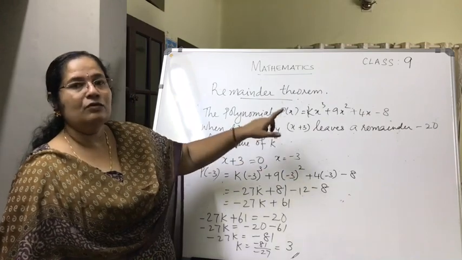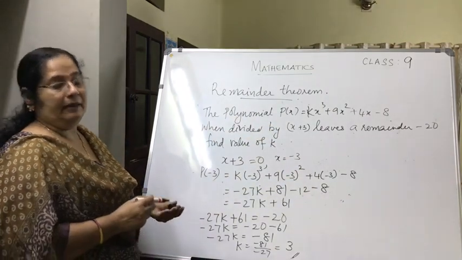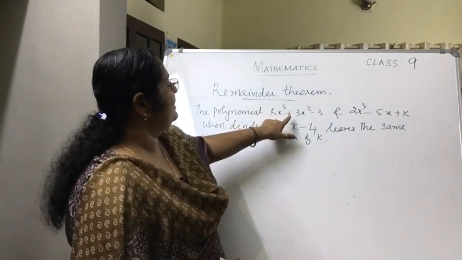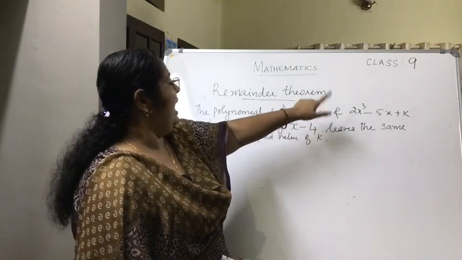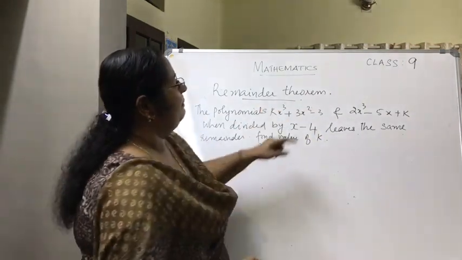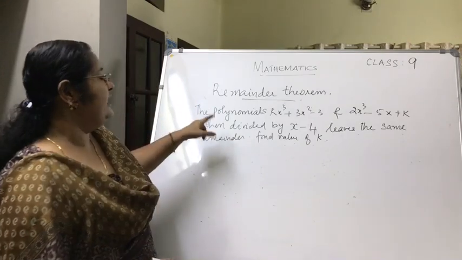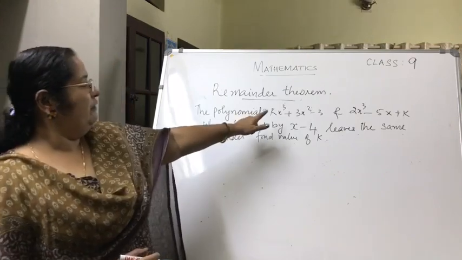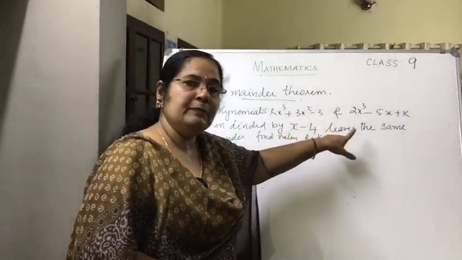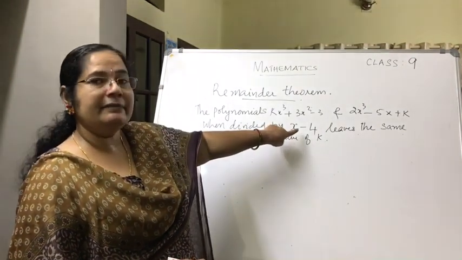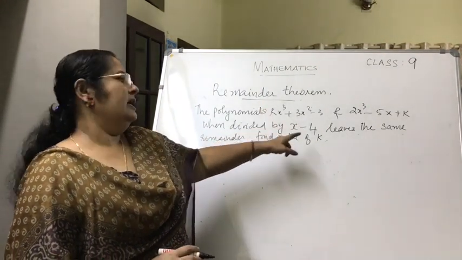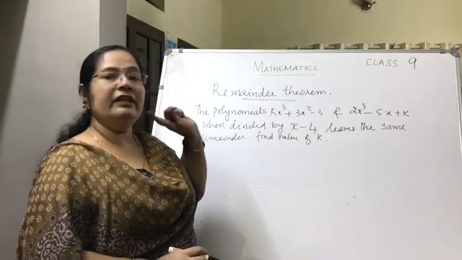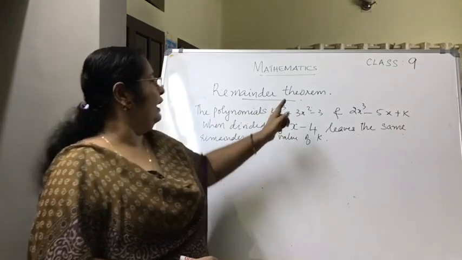Understood how to do this? This is one application of the remainder theorem. Now you have a question here. The polynomials kx cube plus 3x square minus 3 and 2x cube minus 5x plus k, when divided by x minus 4, leave the same remainder. We are given two polynomials. Both of these polynomials, when divided by x minus 4, the same linear polynomial, leave the same remainder. Both of them will have the same remainder when you divide with x minus 4. If so, you have to find the value of k.